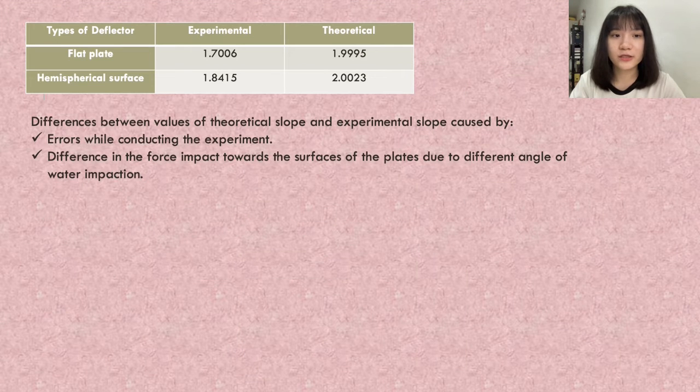After the calculations, we get the experimental slope for the flat plate as 1.7006 and 1.8415 for the hemispherical surface. And the theoretical slope we get for the flat plate is 1.9995 and 2.0023 for the hemispherical surface. The difference between the theoretical slope and experimental slope may be caused by errors while conducting the experiments and the difference in the force impact towards the surface of the plates due to different angles of water impaction.